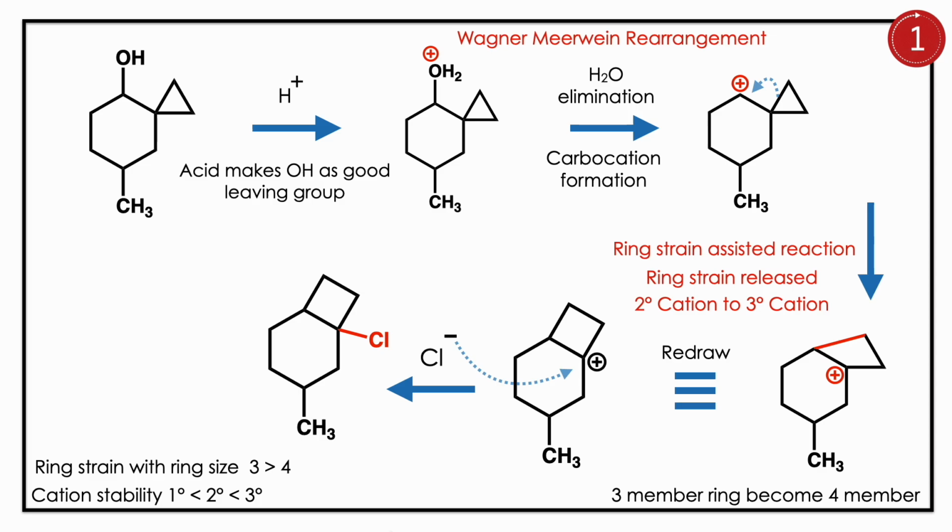You have cation formation. The cation is near a very strained group, which is cyclopropane. The cyclopropane tries to expand, and it forms a tertiary cation at the same time. So the strain is very high here. The strain is relieved, as well as forming a tertiary cation. Two things promote this: ring strain as well as cation stability. If you redraw nicely, you have a 3-member to 4-member ring expansion with a cation. So chloride attacks, and you have chloride formation. The concept you have to learn here is that ring strain is always relieved during cation formation, which is very common in the Wagner-Meerwein rearrangement.